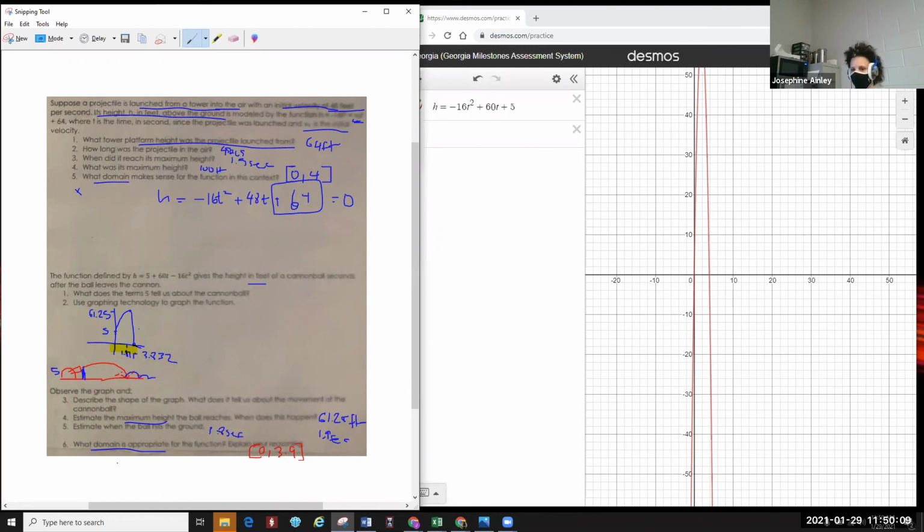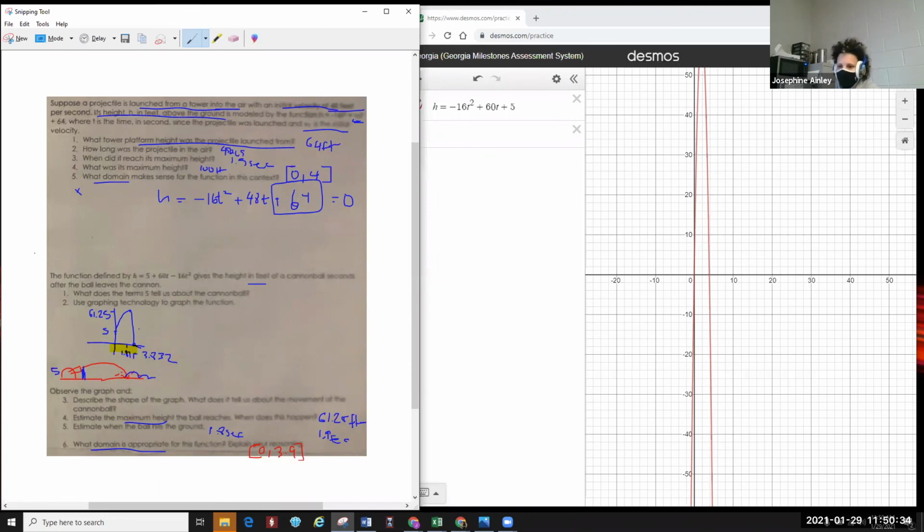So I'll say it again. You're writing it down because I'm not going to write it down because it's going to look really bad. I'm saying it again, just write down what I'm saying. What domain is appropriate for that function? 0 to 3.9. Explain your reasoning. Since you cannot have negative time, the domain must start at 0 and end when the ball hits the ground at 3.9. Okay, and that's pretty much all there is to it.